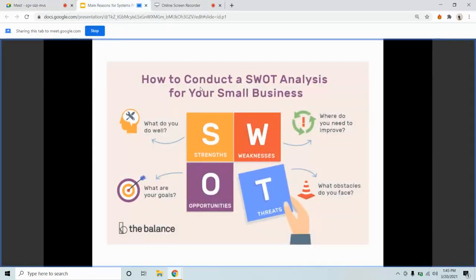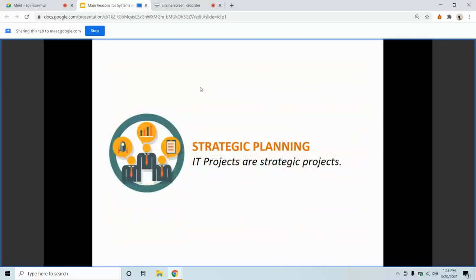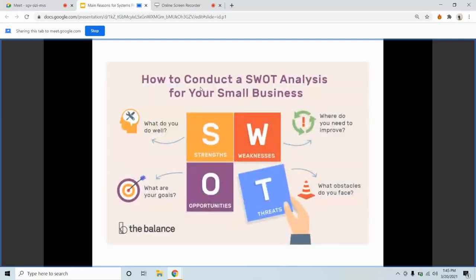Okay. So, in a nutshell, for organizations, when they think about their plan, strategic plan, usually 3 years, 5 years, plano nila sa future, they conduct this analysis, SWOT analysis. They will identify their strengths, their weaknesses, their opportunities, and their threats.